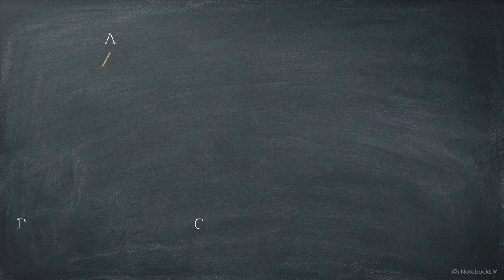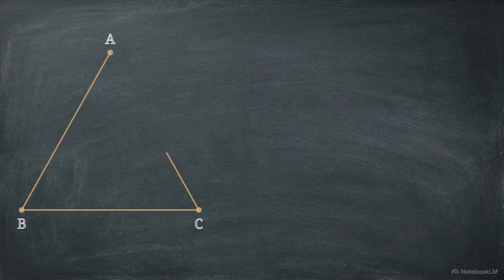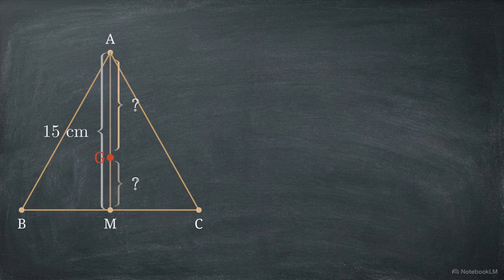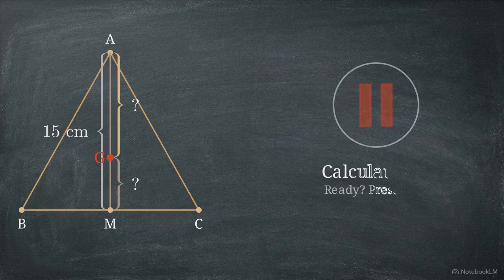Let's put that 2-to-1 centroid ratio to work. Take a look at this diagram. We have a clean triangle with a median line, AM, that measures a total of 15 centimeters. Point G marks the centroid along that line. Our goal is to determine the separate lengths of segment AG and segment GM. Grab a piece of paper and a pencil. Go ahead and pause the video right here. Try to calculate the length of segment AG using that 2-to-1 ratio, then press play when you're ready.